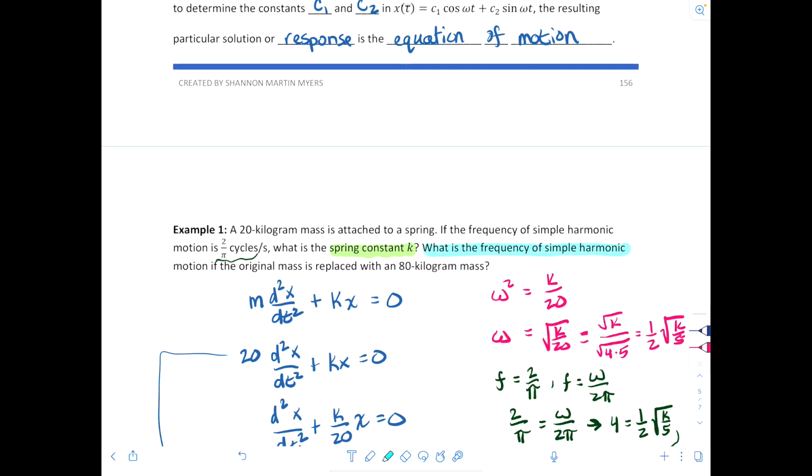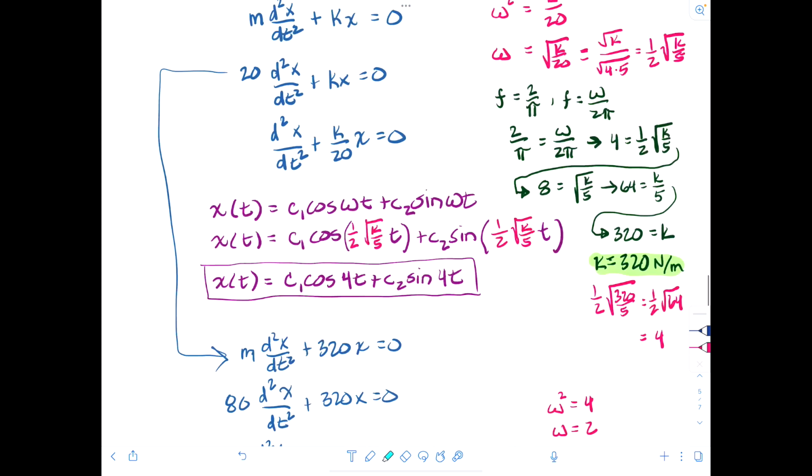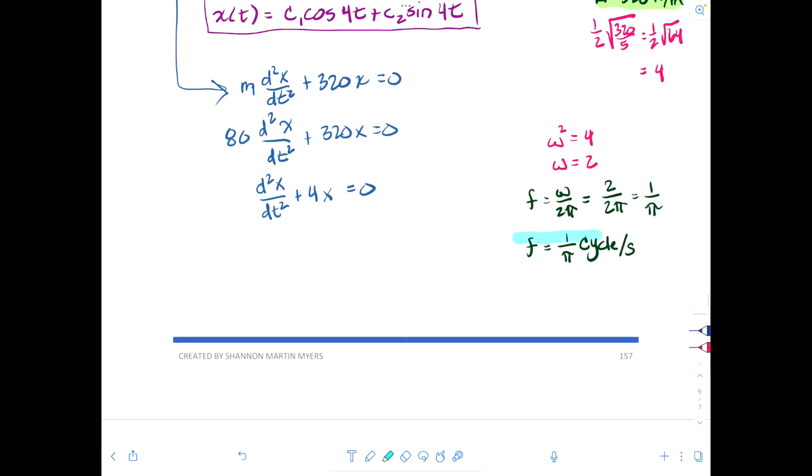So what is the frequency when the original mass is replaced with 80 kilograms? That's this answer here. And then just for fun, what would our model be? X at t is equal to C1 cosine omega t, omega was 2, plus C2 sine 2t. Cool?